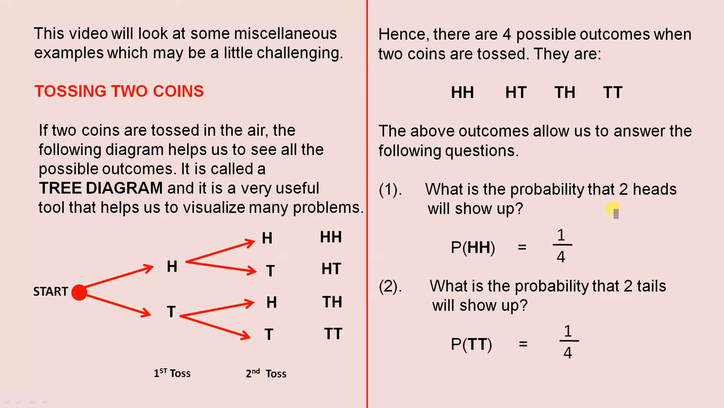The first one, what is the probability that two heads will show up? So you want the probability of HH. There's only one HH, and there are four possibilities, so the probability will be 1 over 4. What is the probability that two tails will show up? Exactly the same reason. There's only one TT with four possibilities, so the probability is 1 over 4.